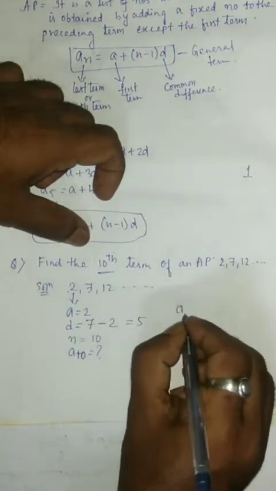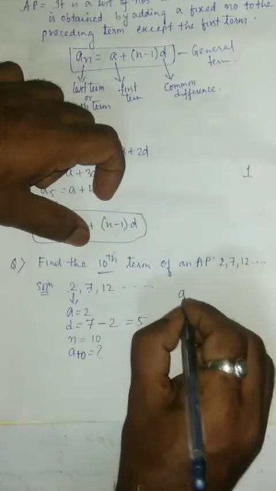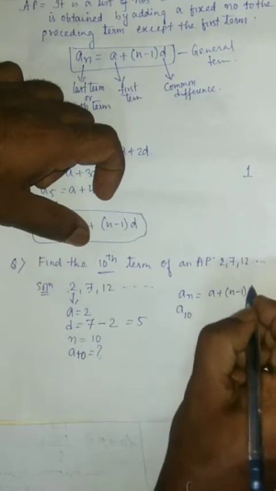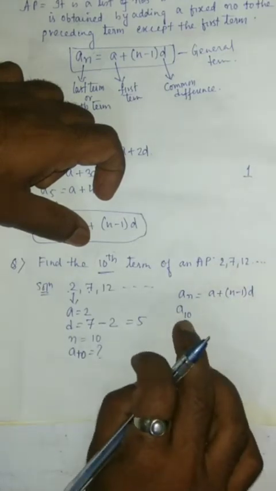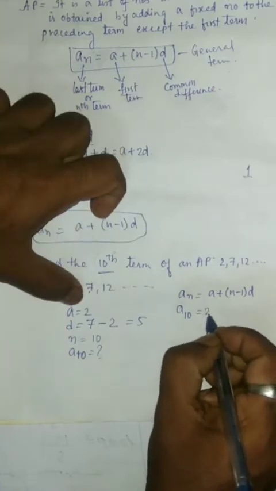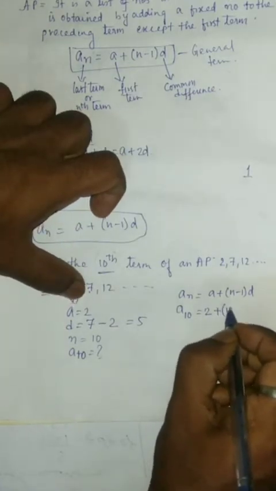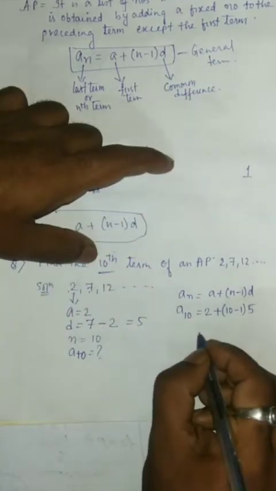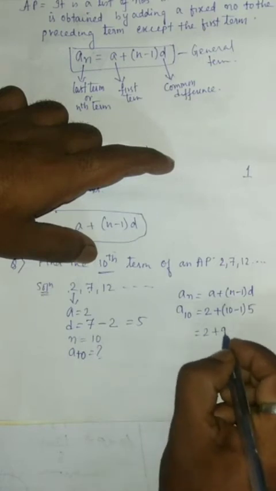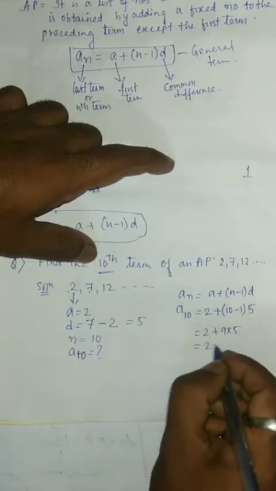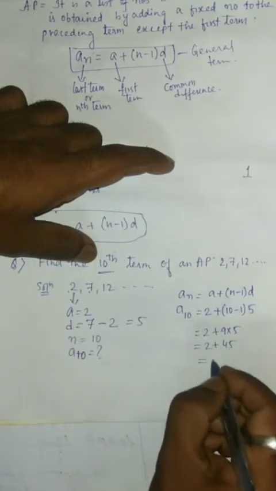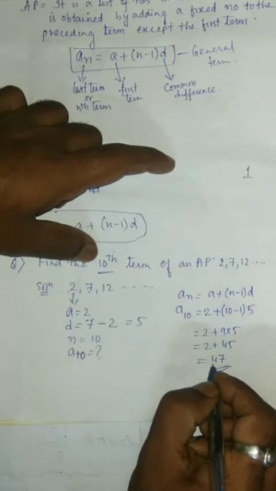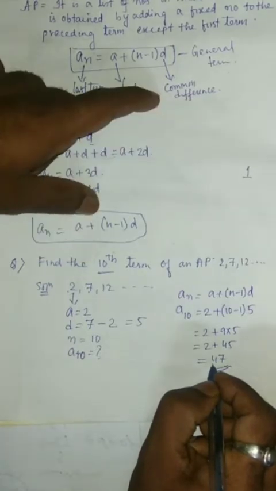So I am doing it here. a10, our general formula is an equals a plus n minus 1 into d. So I am putting the values. Our a value is 2, n is 10 minus 1, d value is 5. So 2 plus 9 into 5. 9 fives are 45, so 2 plus 45 is equal to 47. So our 10th position term will be 47.